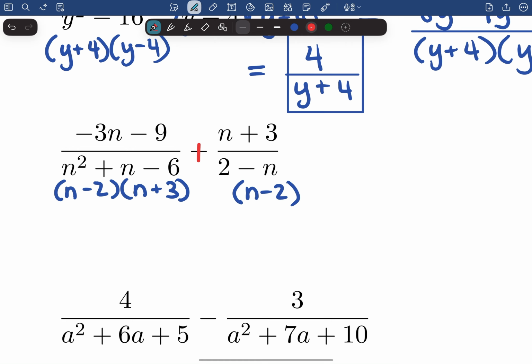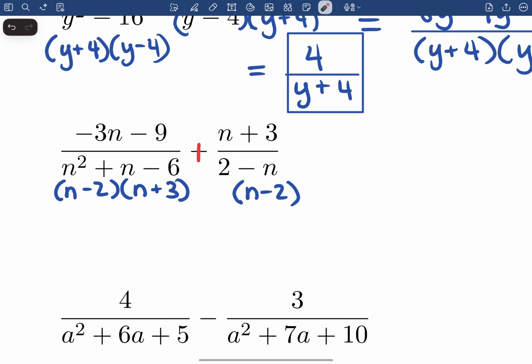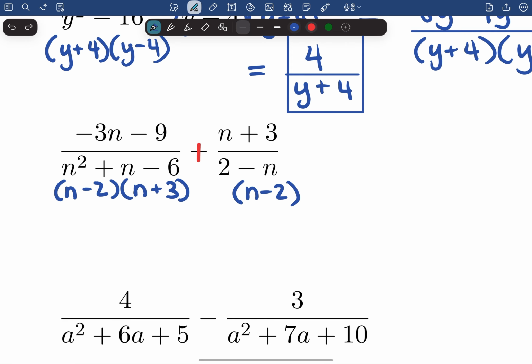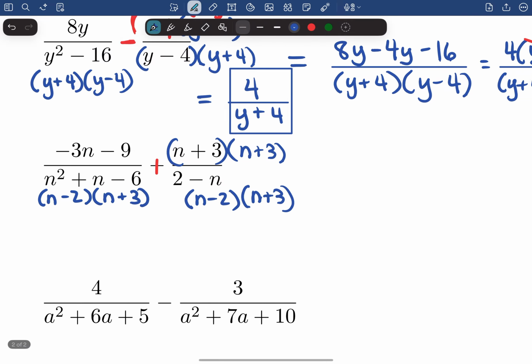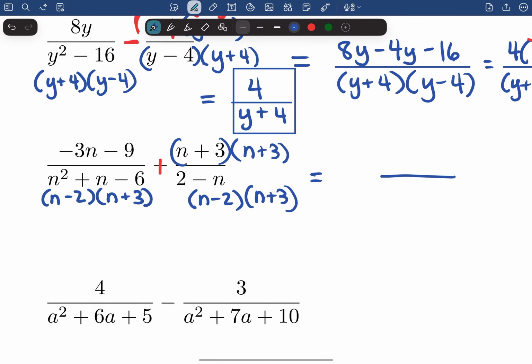Great. Now that we have this all set up, we're going to now look at these denominators. I've got n minus 2 and n plus 3. Here I have n minus 2. What's this one missing? It's missing the n plus 3. So whatever's missing, I need to multiply it on top and on bottom, right? So I multiply the n plus 3 factor to the top and the bottom of this fraction. Great. Now we have a common denominator, and so we can proceed. So we'll write the n minus 2 times the n plus 3 on the bottom. That's the common denominator.